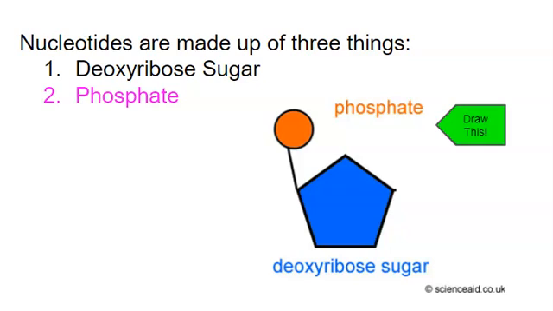The second part, okay, a phosphate. Phosphate sounds like phosphorus, right? Which is on the periodic table. We usually draw this as a little circle sticking up from the side. So on your drawing over here on the right, make sure you draw that circle and label it.